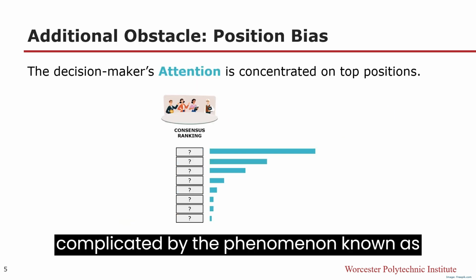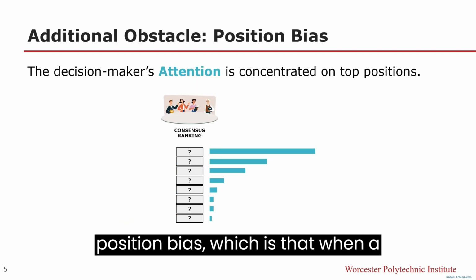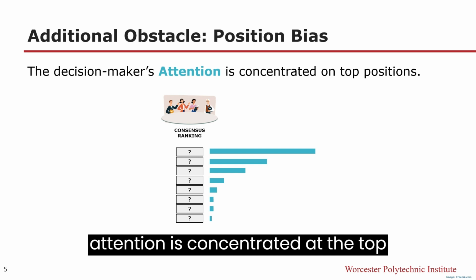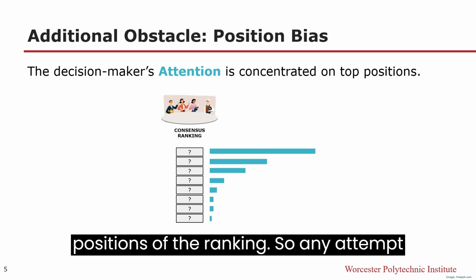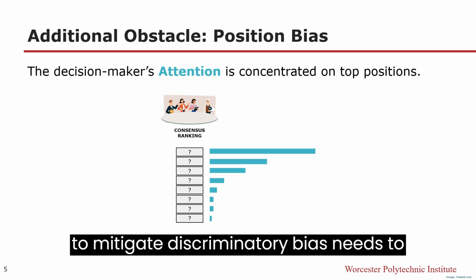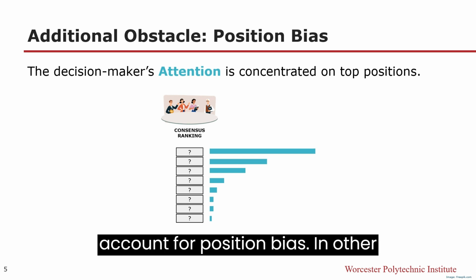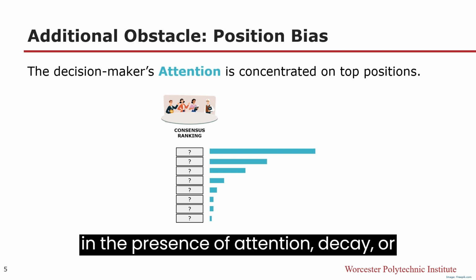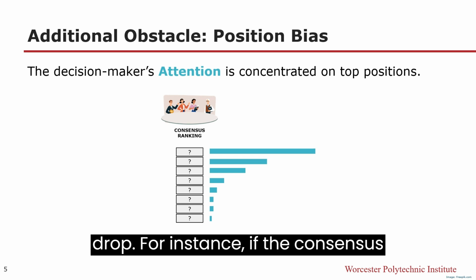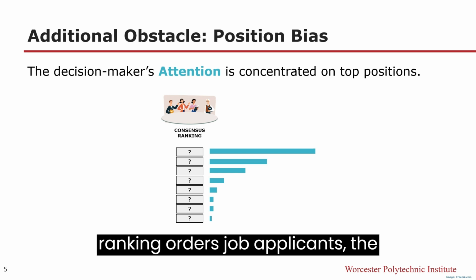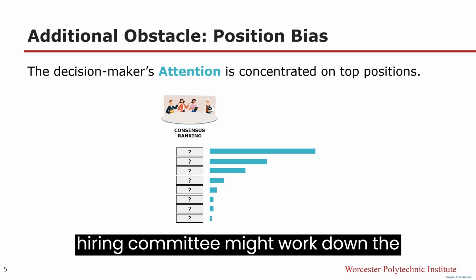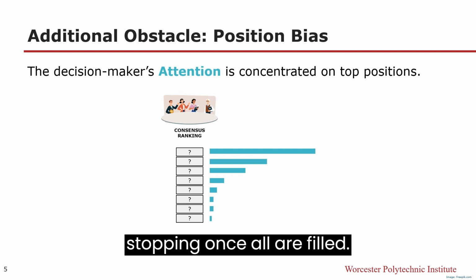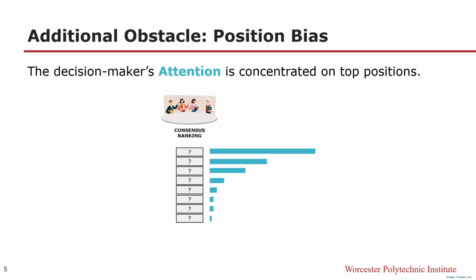This is further complicated by the phenomenon known as position bias, which is that when a decision maker looks at a ranking, their attention is concentrated at the top positions of the ranking. So any attempt to mitigate discriminatory bias needs to account for position bias. In other words, fairness interventions must work in the presence of attention decay or drop. For instance, if the consensus ranking orders job applicants, the hiring committee might work down the ranking, filling open positions and stopping once all are filled.